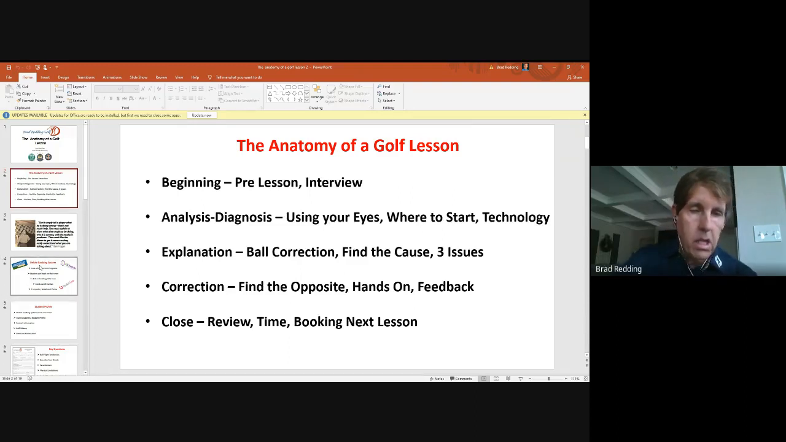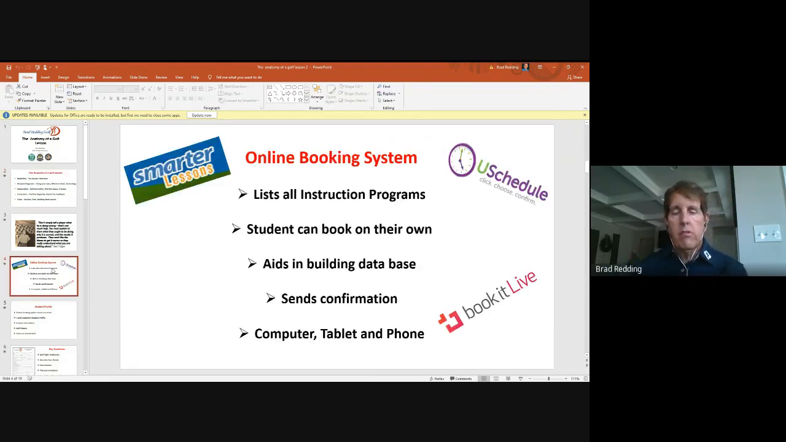In the beginning, I think that having an online booking system is very important for me. One, it lists all my instruction programs. The student can book on their own, which I think is a huge thing in this day and age. It aids in building a database for my newsletter. It sends a confirmation of the lesson to everyone, and I can use it on my computer, tablet, or phone. So all those things I think are important.